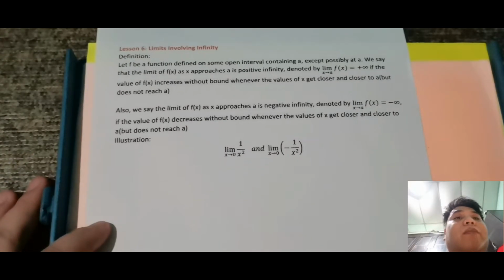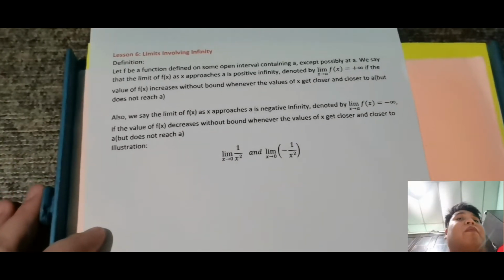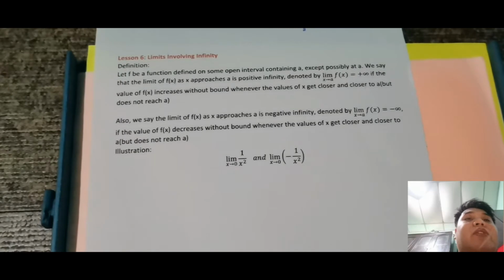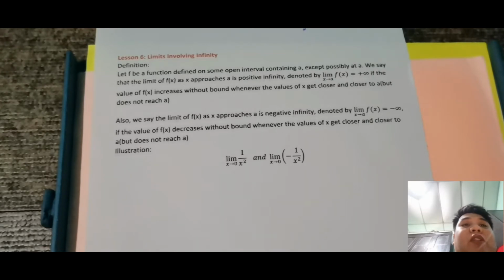So, let f be a function. Ito yung infinite limit muna. Let f be a function defined on some open interval containing a, except possibly at a. We say that the limit of f of x as x approaches a is positive infinity, denoted by limit of f of x as x approaches a is equal to positive infinity, if the value of f of x increases without bound whenever the values of x get closer and closer to a but does not reach a.